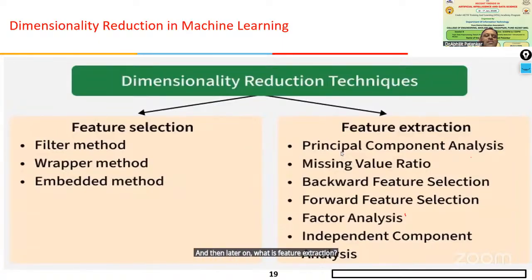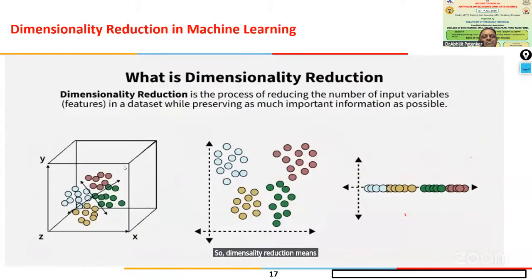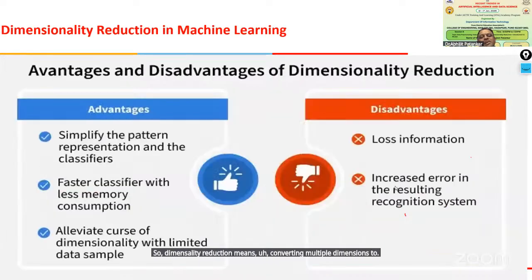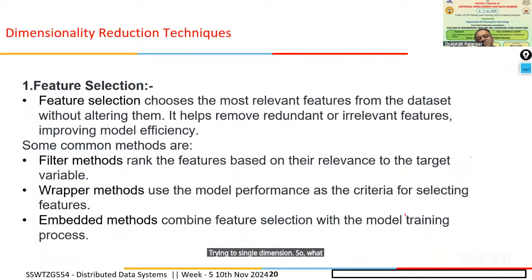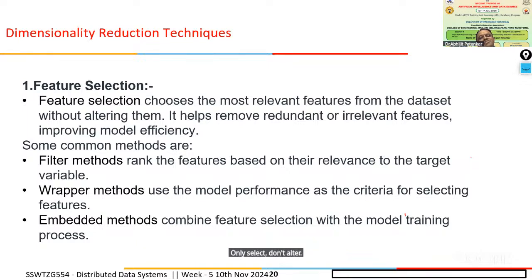So these two are the important steps in reduction of dimensionality. Dimensionality reduction means converting multiple dimensions to a single dimension. So what is first? Feature selection. Feature selection chooses the most relevant features from the data set without altering them. Only select, don't alter. That's why this step is called feature selection. It helps remove redundant or irrelevant features, improving the model efficiency.